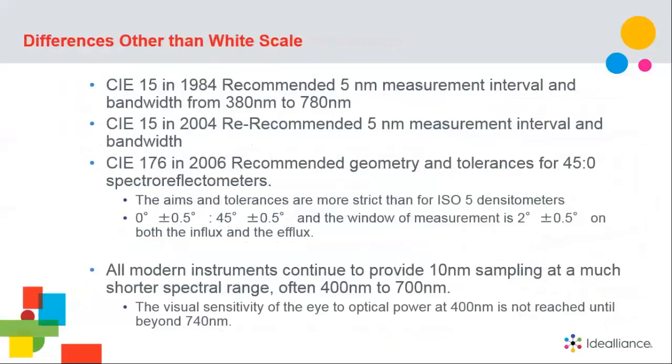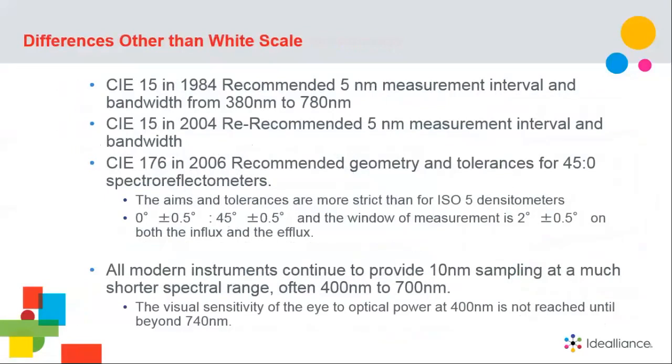CIE publication, differences here other than the white scale. CIE publication 15, in 1994, recommended 5 nanometer measurement intervals and bandwidth from 380 to 780. Everyone ignored it. In 2004, it re-recommended the 5 nanometer interval and measurement.